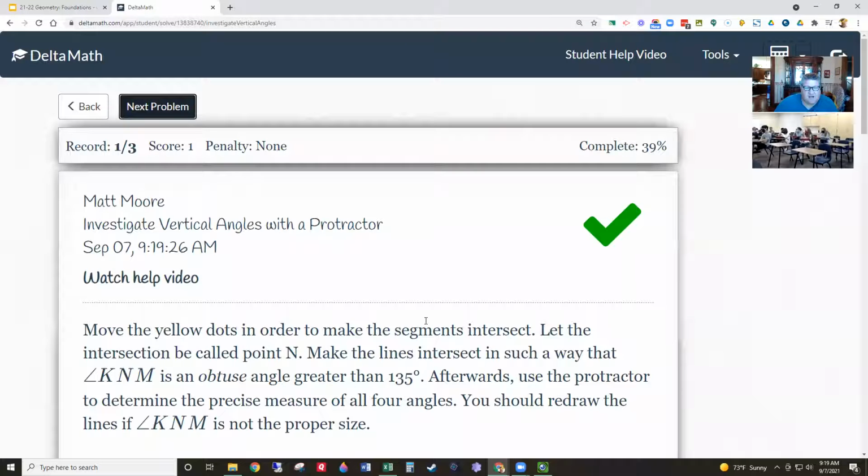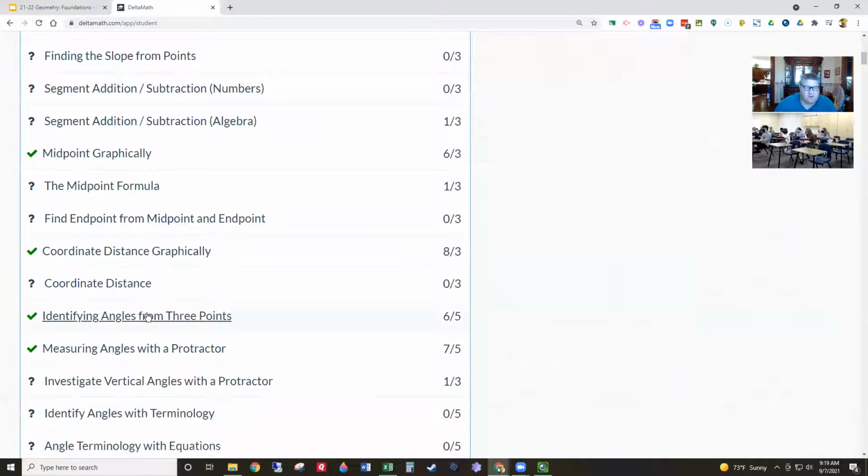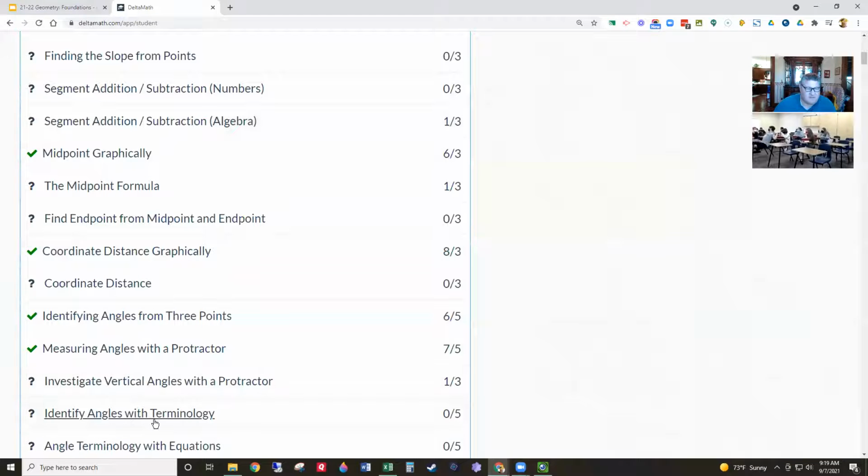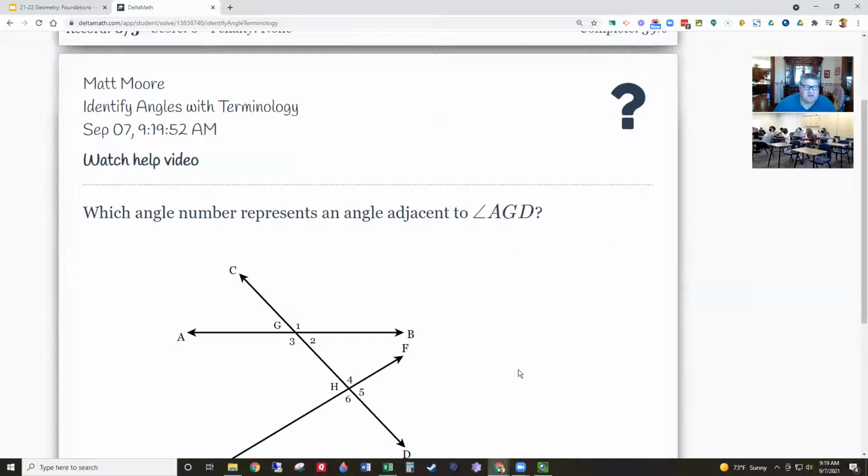Now, for those of you that weren't either A, paying attention, B, didn't care, or C, just were not there yet to follow along, how can you figure out how to do this problem tonight when you get home and go, I was really confused on how to do the problem? How do you do it? Watch the video, because it will literally do exactly what I just did. Yes, it will.